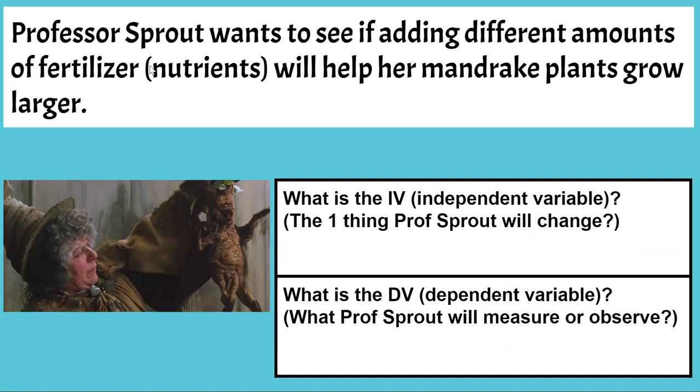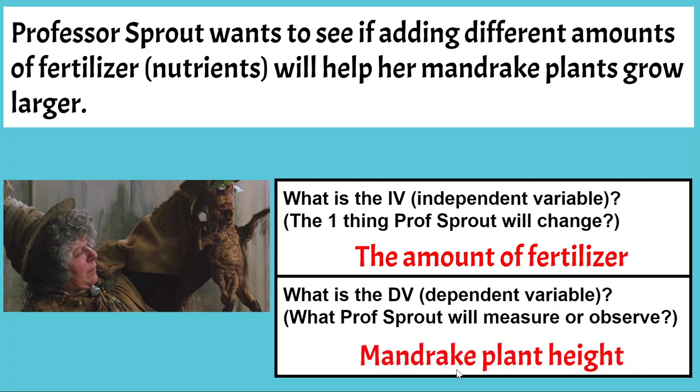Okay, in another example, Professor Sprout wants to see if adding different amounts of fertilizer or nutrients will help her mandrake plants grow larger. So what is the independent variable? What's the one thing Professor Sprout changed? Let's look back up here. Professor Sprout wants to see if adding different amounts of fertilizer. So she's thinking about changing the amount of fertilizer, right? She wants to know, will it help her mandrake plants grow larger? So I'm going to have to measure the size of the mandrake plant. That's my dependent variable. Measure plant height, right?